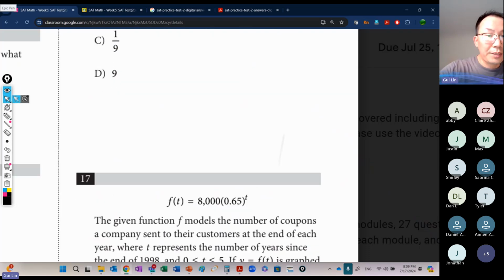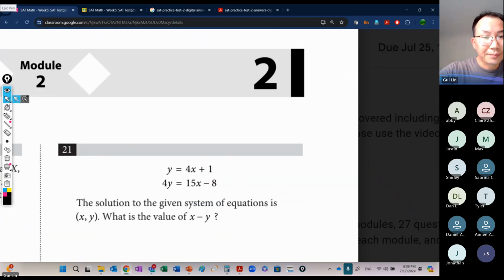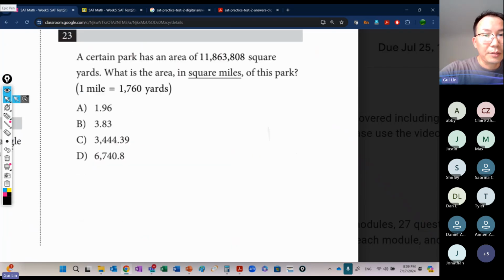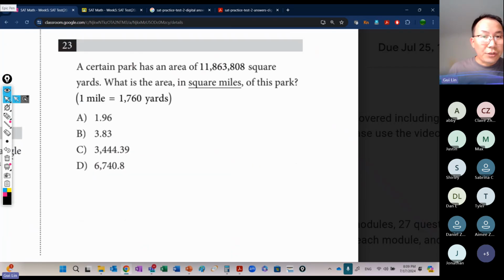Let's move on. 23, right? Yeah, there'll be 23 here. A certain park has an area of, whoa, a huge number, right? 11 million square yards. What's the area in square miles of this park? If 1 mile equals here, so it means we do some transformation, right? So let me write here directly. So this one is square yards.